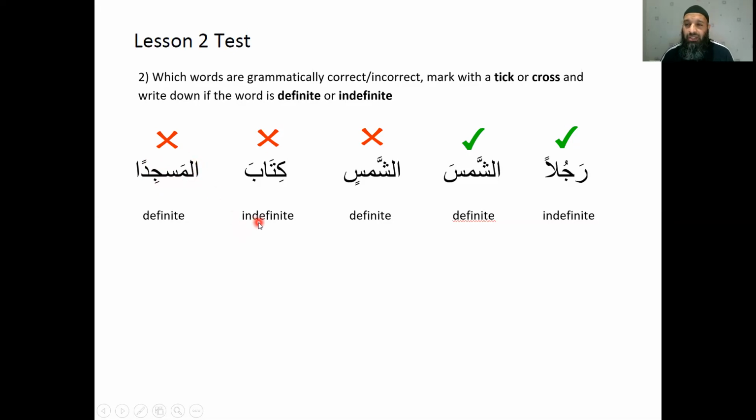Everybody happy with that? Alhamdulillah. Why is kitaban wrong? Any noun without the al should be double. It should be double if there's no al there. It's only going to become single if there's an al here. This is single because of the al. This should be double because there's no al. I hope you got that.